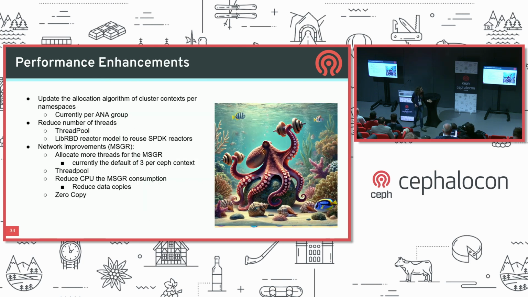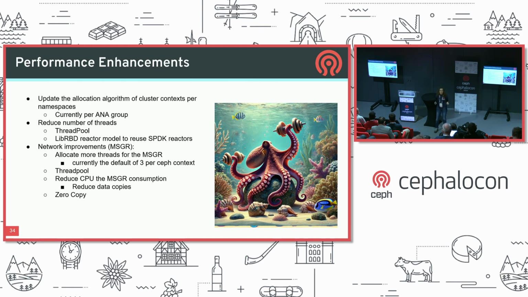So what are we doing for performance? First of all, the number of Ceph contexts per BDEV is currently configurable and static, and our defaults probably should be better. So we're going to change the allocation algorithm and make the default better. Currently it's 1 per ANA group because of the J and block list, but we don't need it. We're going to make it lower.